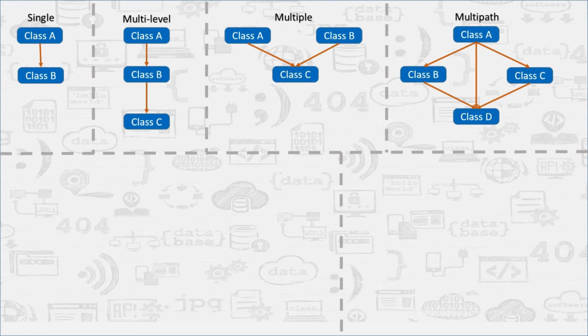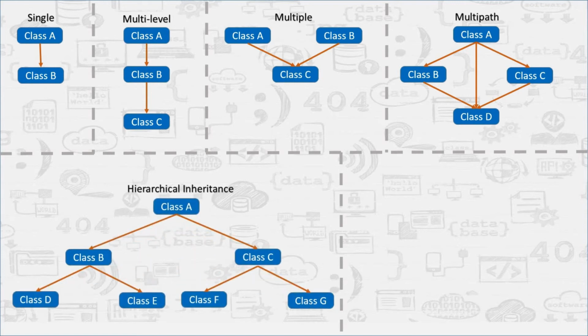Fourth, multipath inheritance. In this inheritance, a derived class is created from another derived class, and the derived class also has a relationship with the base classes. Fifth, hierarchical inheritance. In this inheritance, more than one derived class is created from a single base class, and the child classes act as parent classes for more than one child class.